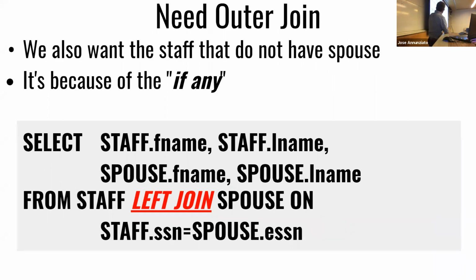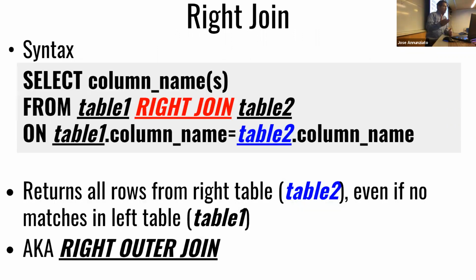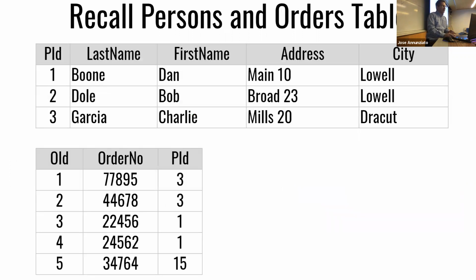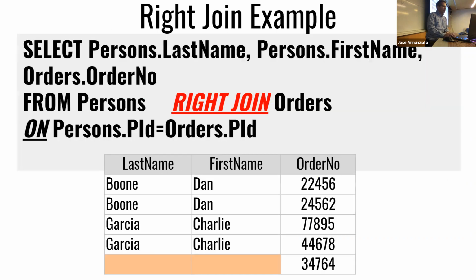So here we're doing a left join on the staff, because I want all the staff, even if they don't have a spouse. A right join is, again, just for convenience, if the table you want to retrieve from is on your right. For instance, you're retrieving all the orders, but not necessarily the users, because Dole didn't have any records that met the order, so it was being left out. But you want to bring in the orders nevertheless.